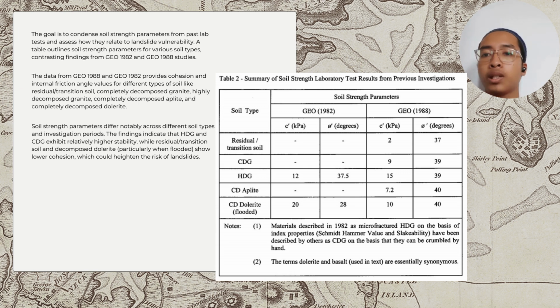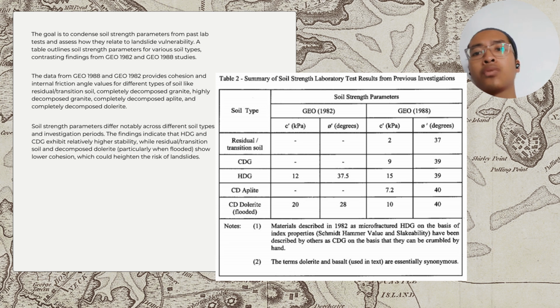For the completely decomposed tuff, Geo 1988 results show a cohesion of 7.2 kPa and an internal friction angle of 40 degrees. No data is available for Geo 1982. For completely decomposed diorite, Geo 1982 results indicate a cohesion of 2 kPa and an internal friction angle of 28 degrees, while Geo 1988 results show increased cohesion of 10 kPa and improved internal friction angle of 40 degrees.